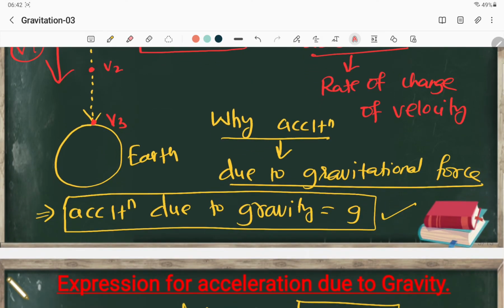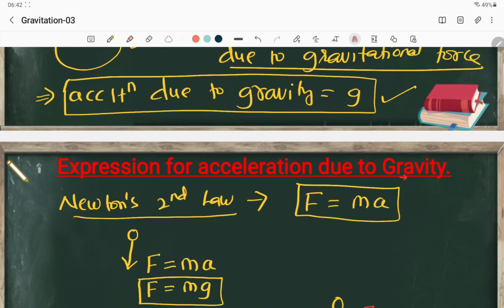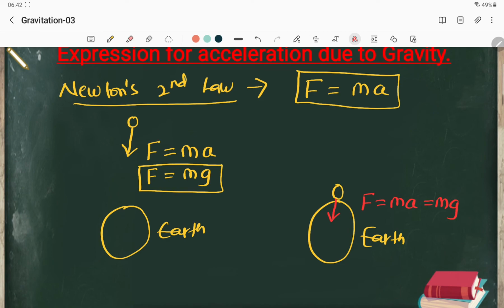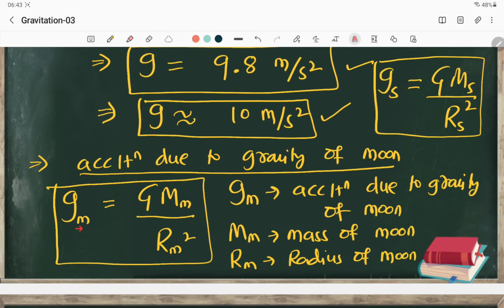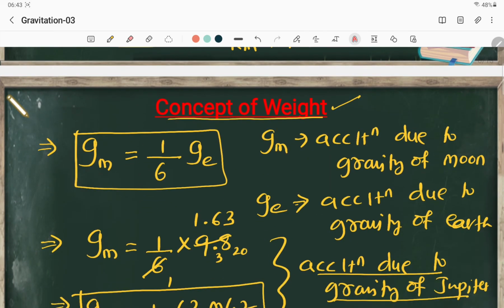Alright, fine then. Moving forward, what is the expression for acceleration due to gravity? We did all this derivation and we got to know that acceleration due to gravity of any body is equal to universal gravitational constant G into mass of the body divided by square of its radius. Alright, for example, we want to find out the acceleration due to gravity of the moon. It becomes G into mass of the moon divided by radius of the moon square. Same is the case with acceleration due to gravity of the sun, G into Ms divided by Rs square. Same is the case with Jupiter.